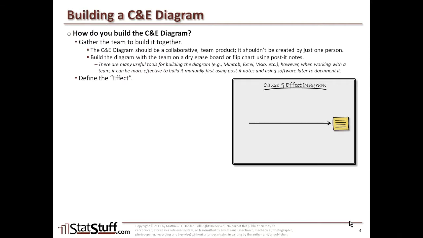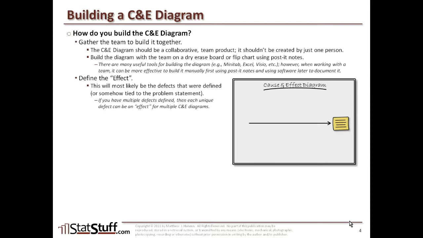Then the first thing we want to do is define the effect. Document that main spine within the fishbone diagram. This will most likely be the defects that were defined, like the symptoms that were somehow tied within the problem statement. Now, if you have multiple defects that are defined, then you might want to create a separate C&E diagram for those. So you might have multiple C&E diagrams, one for each of those different symptoms or defects that you're trying to document the root causes for.